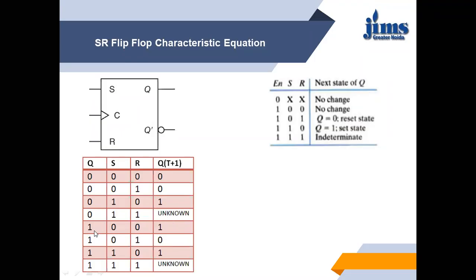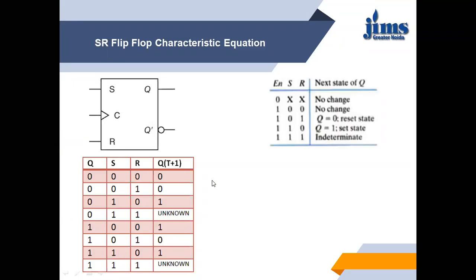Again with SR 00 and Q equal to 1, next state will be Q, that is 1. 01 reset 0, 10 set 1, and 11 is undetermined, that is the don't care condition. So this characteristic table is derived from the operating table, or how the SR flip flop works, and that has been summarized in a characteristic table. With this characteristic table, we have to find out the expression for Qt plus 1 or Qn plus 1.